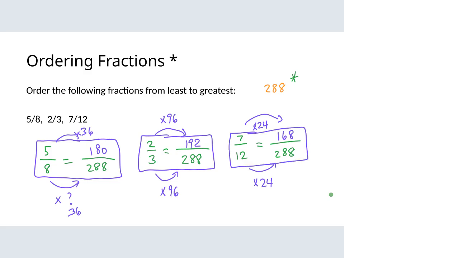And now what I end up with is, let's see, I wanted to write these least to greatest. So 180 over 288, 192 over 288, and 168 over 288. Well, 168 is the smallest, so that's going to go first. 180 is the second smallest, so that's in the middle. And 192 is the biggest, so that's going to be last. And so again, we end up with 7/12, 5/8, and 2/3.